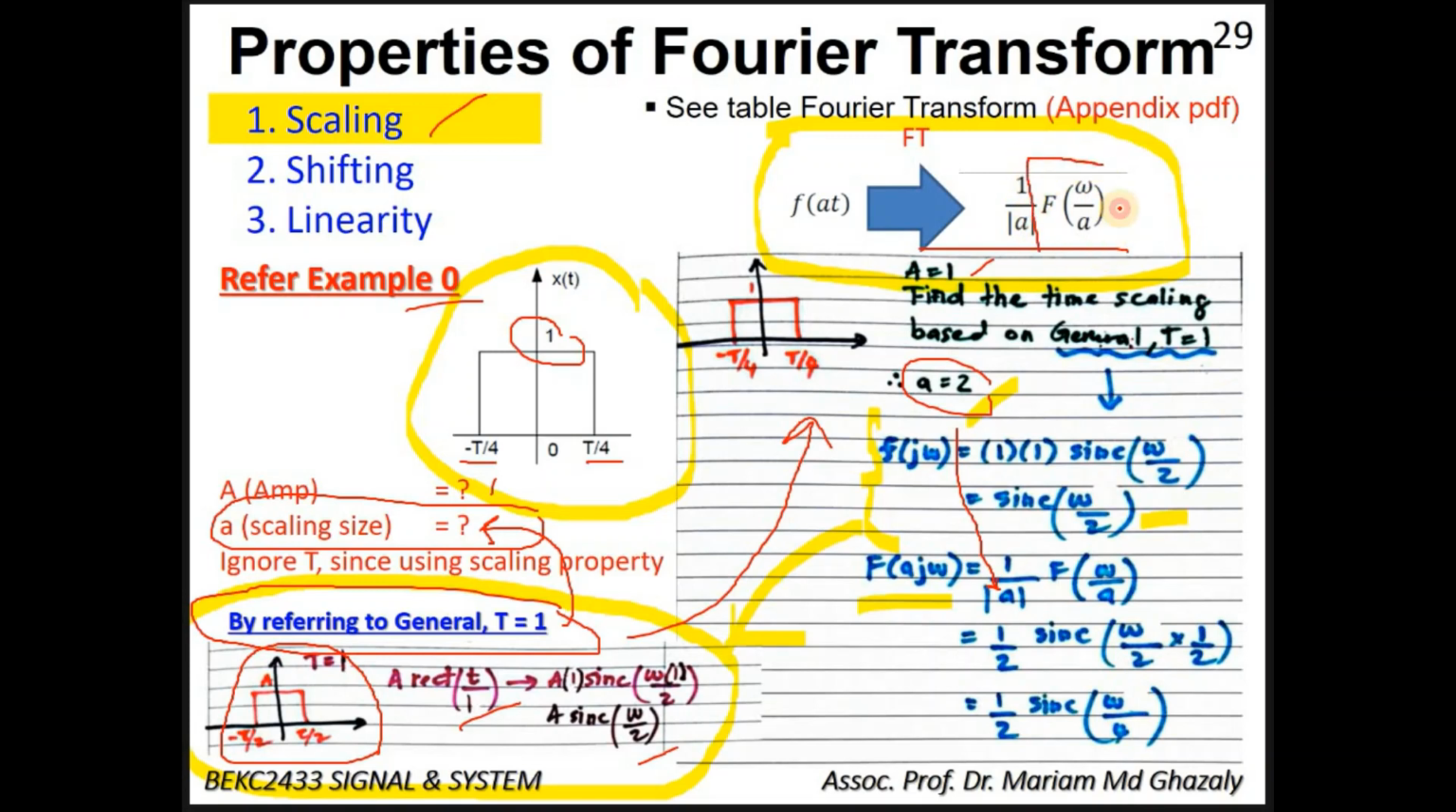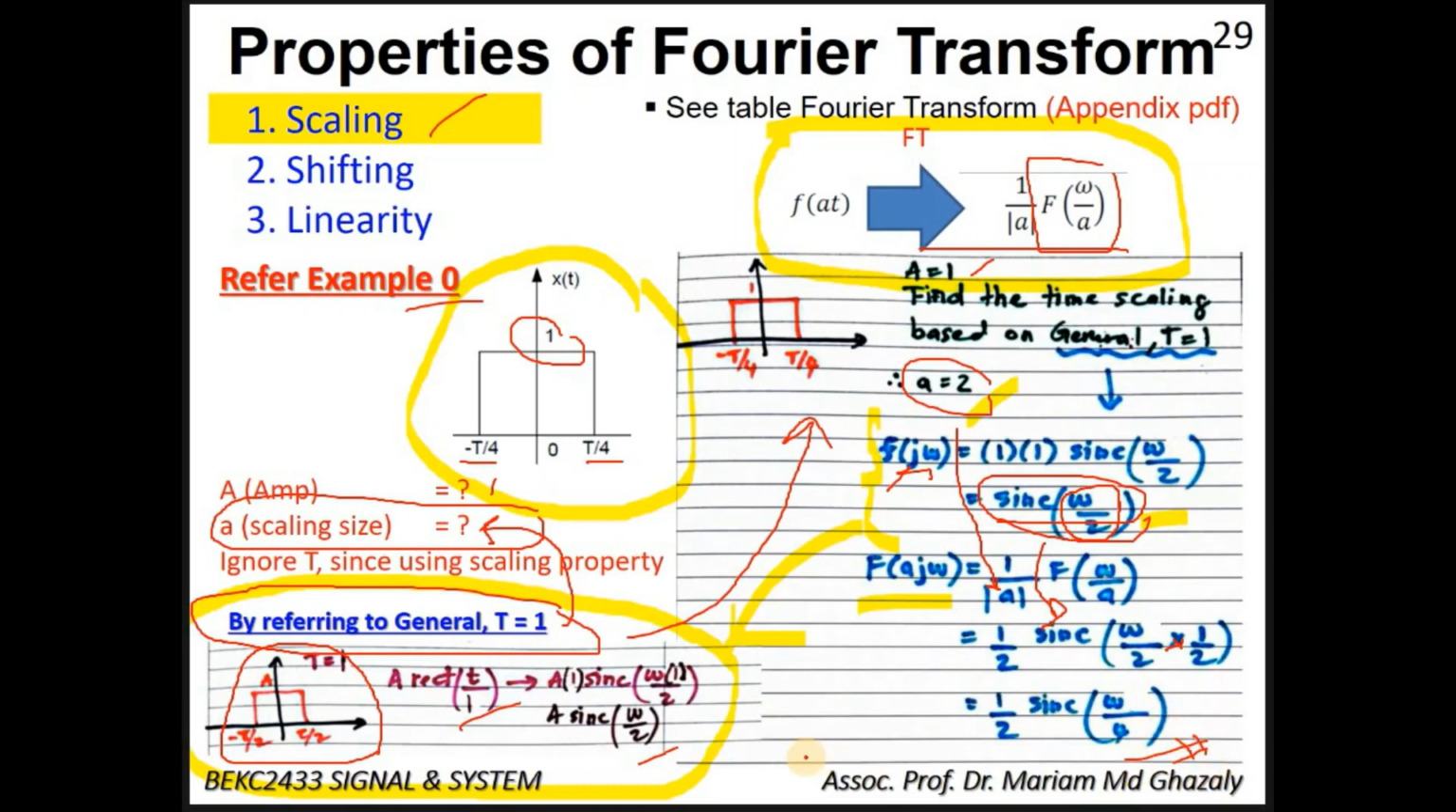What is the value for f omega over a just now? F omega is this signal. So f omega over a. So you have f omega is sinc, this one, substitute here, sinc omega over a. So you have omega here is the whole thing. This is omega from the initial value, so omega over 2 over a. So times over times, that's why here I multiply by 1 over 2. So you will get the final answer f a j omega equal to 1 over 2 sinc omega over 4.